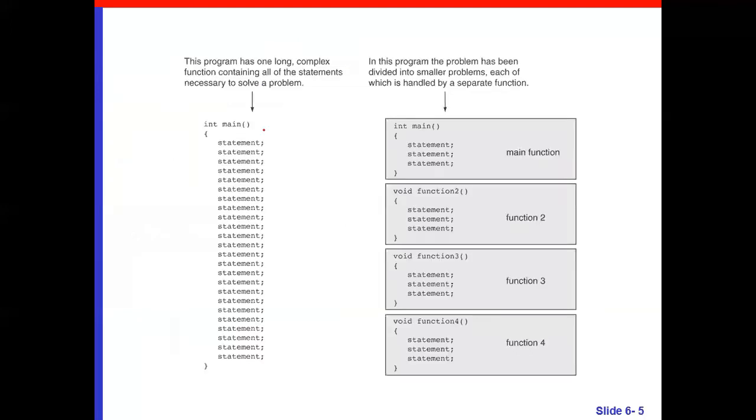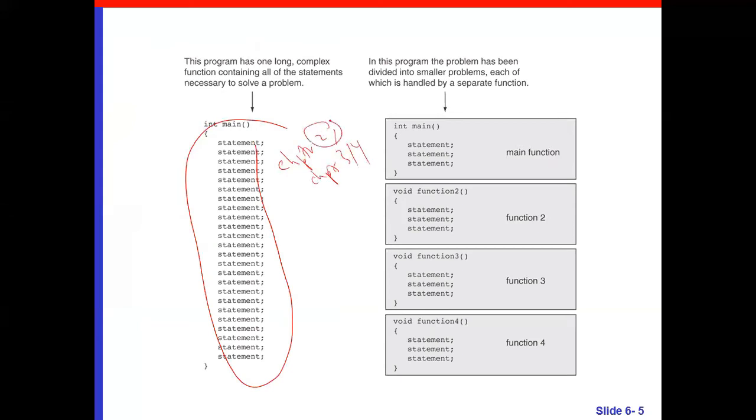As you can see here, this is what we learned in chapter 2, 3 and 4. Chapter 2 is the introduction to programming, chapter 3 focuses on selection, and chapter 4 is repetition. In chapter 3 and chapter 4, all the processes are done inside the main. So main holds all kinds of processes that we need to solve the problem.